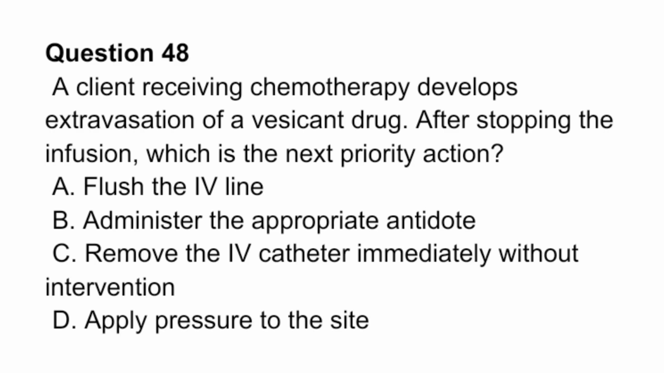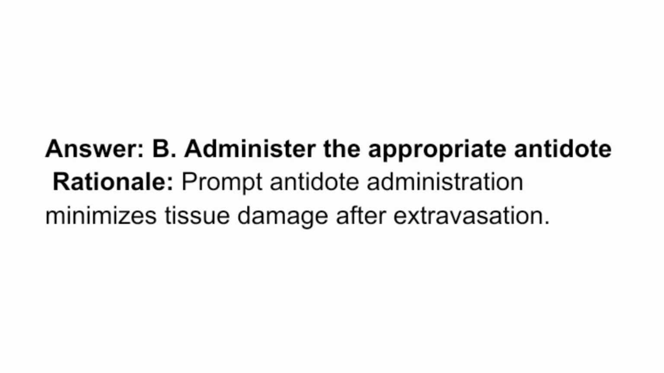Question 48. A client receiving chemotherapy develops extravasation of a vesicant drug. After stopping the infusion, which is the next priority action? A. Flush the IV line. B. Administer the appropriate antidote. C. Remove the IV catheter immediately without intervention. D. Apply pressure to the site. Answer: B. Administer the appropriate antidote. Rationale: prompt antidote administration minimizes tissue damage after extravasation.